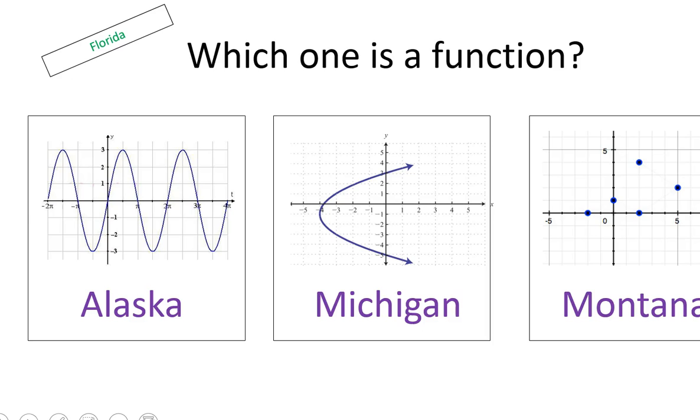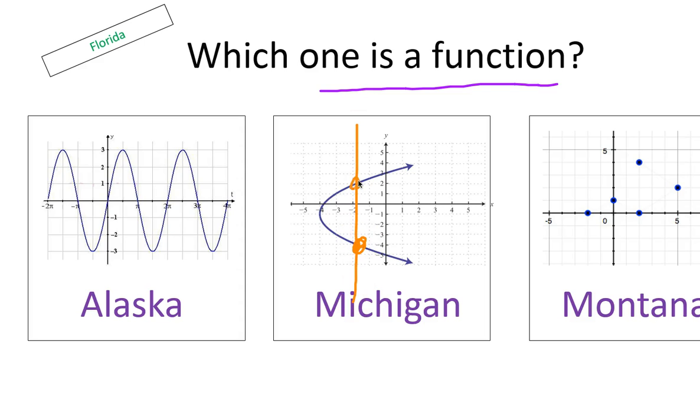Man, this would be easy, yo. Because all it's saying is, which one is a function? And I see that they're graphs, so I just got to draw a straight vertical line. And if it touches once, then I'm good to go throughout. But if it touches twice anywhere, then bam, it's not a function. So super duper easy.